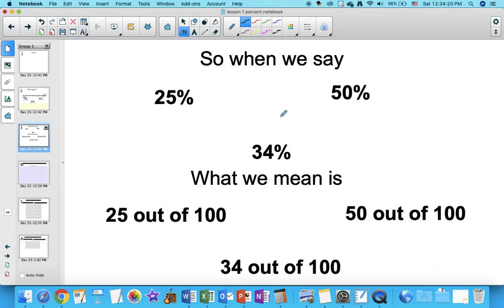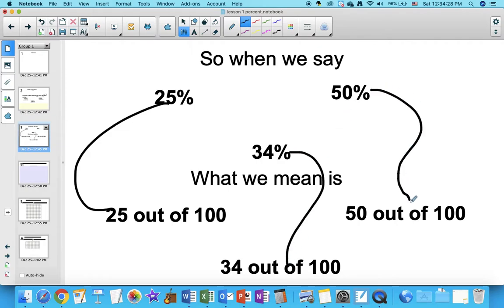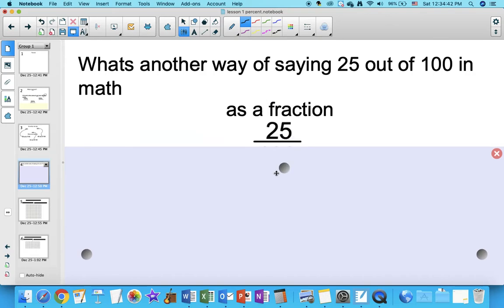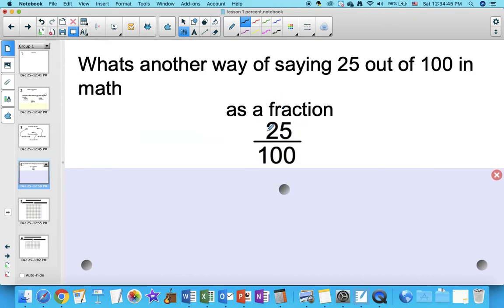So this is just another visualization in text form that we can see that 25% means 25 out of 100, 34% means 34 out of 100, and 50% means 50 out of 100. What's another way of saying 25 out of 100 in math? So if I said, you earned 25 out of your $100, well, you could also say this as a fraction, right? You can say 25 out of 100. So you can write percentages, so 25 out of 100 is the same as saying 25%. But you can also turn that into a fraction.